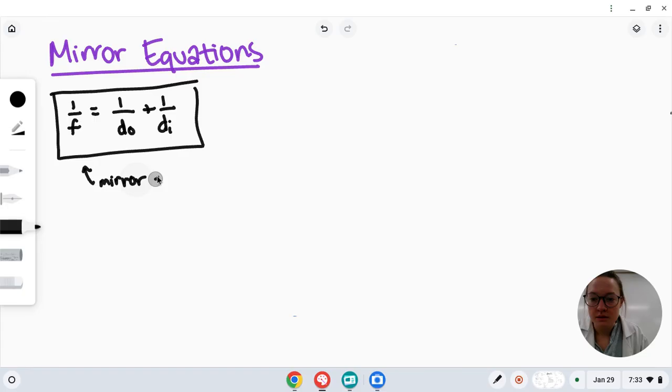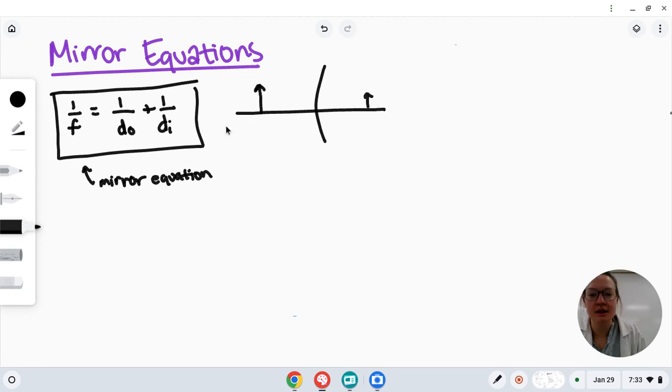You could see that we could use this equation if we know the focal length and the distance of the object, then we could also find the distance of the image. And I'll show you what that means here. If you had a mirror like this, I'm going to draw a nice diverging mirror here. Let's say that I have an object right here. Let's say that I have an image right here.